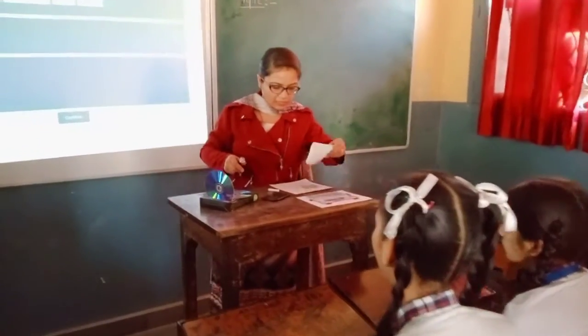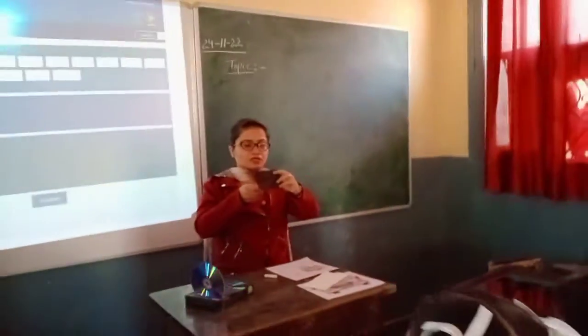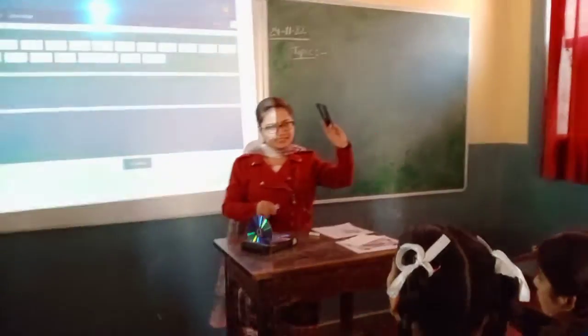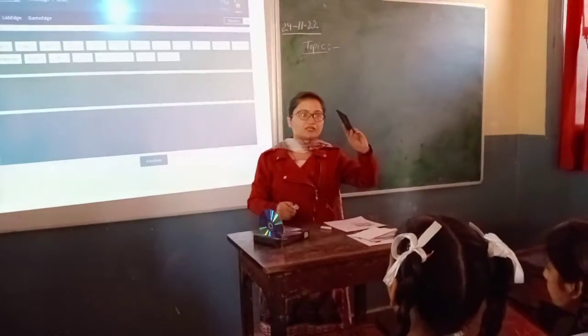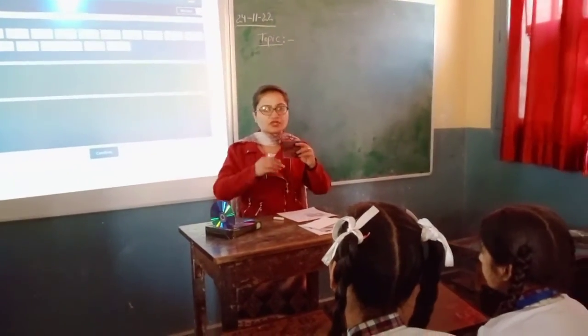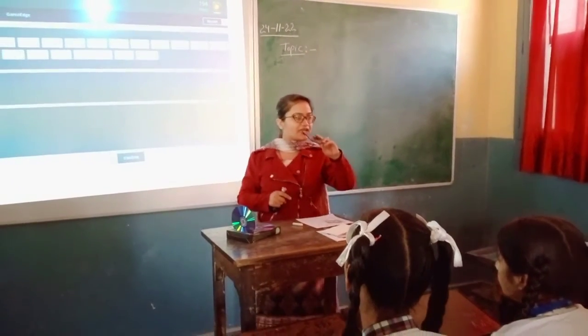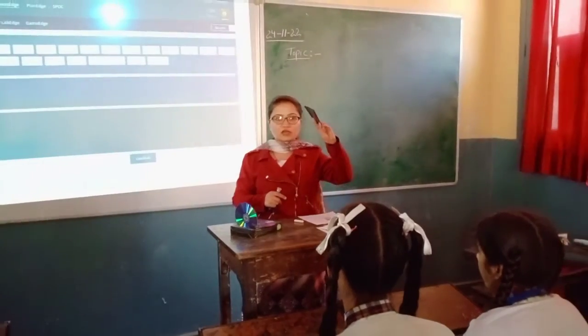नाउ आई हैव एन ऑब्जेक्ट. कैन यू ऑब्जर्व लाइट? So which type of object is it? Opaque. Why is it opaque? क्योंकि लाइट जो है वो वन साइड से दूसरी साइड पे पास नहीं हुई. That's why this is an opaque object.